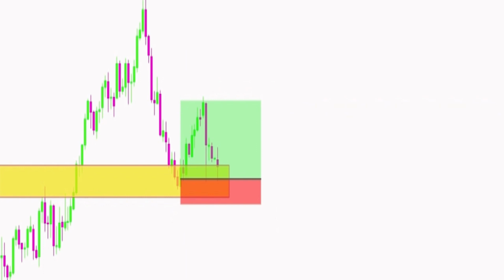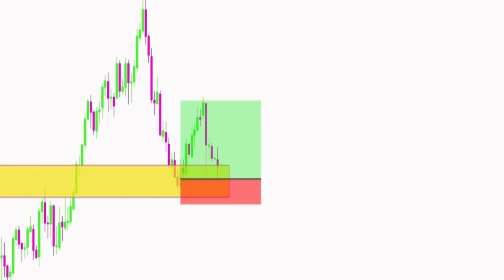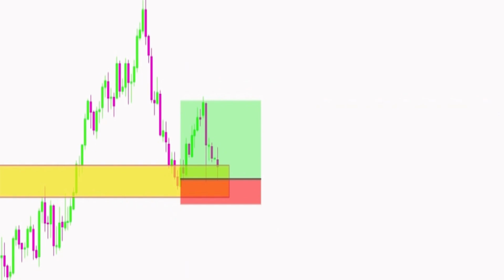So, in this strategy we would use the breaker blocks along with multi-timeframe analysis. The first step in our strategy is to plot the demand and supply zones on the higher time frame, and then we would switch over to the lower time frame for confirmation and entry. When the price taps into the higher time frame supply or demand zone, there are higher chances that the market would respect those zones, as there are a lot of limit orders set at these zones.